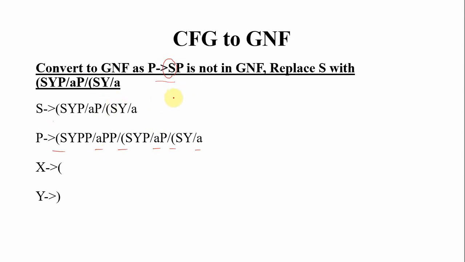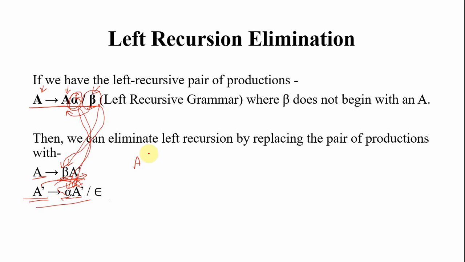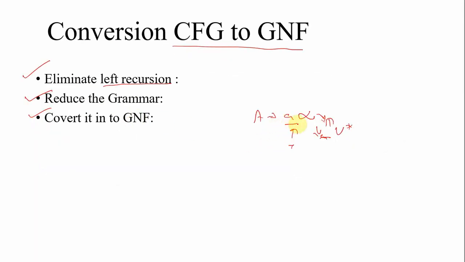All right, so this is how we will be converting a context-free grammar to its equivalent Greibach normal form, where all productions should be of this form. A gives a alpha. A is a terminal. Alpha will be a combination of variables alone, 0 or more number of variables.